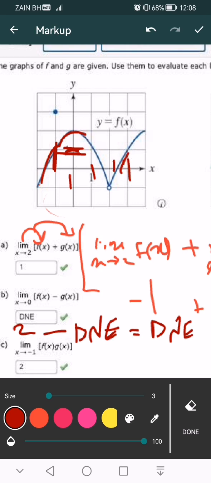When I come from here, the value is, again, I will put the line at the 3, and I will come to it from the left side and right side. What is the value? It is 2 again. 2 or 1? 1. So the value is 1.